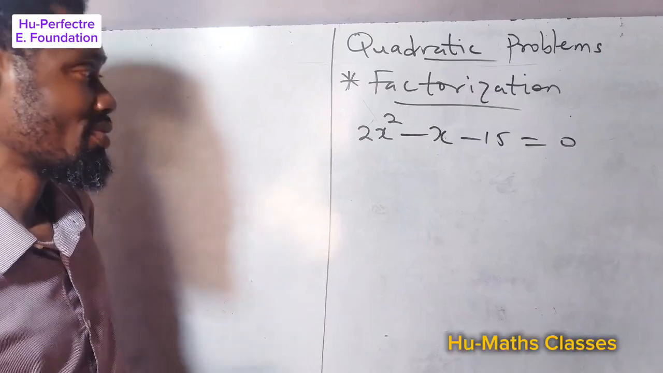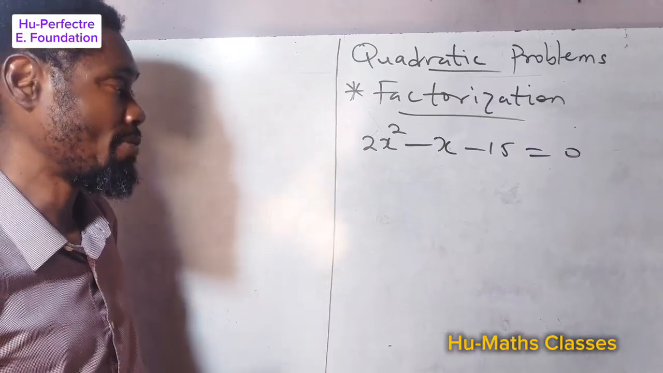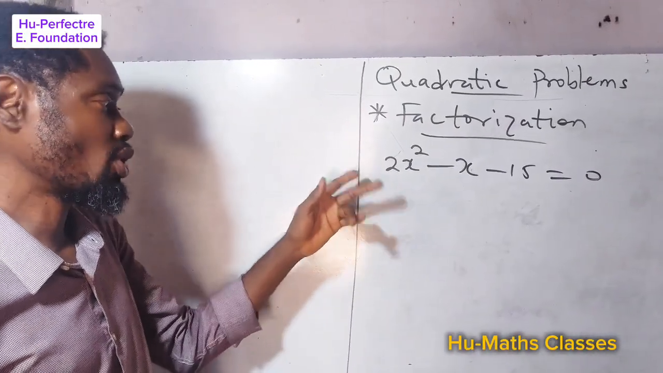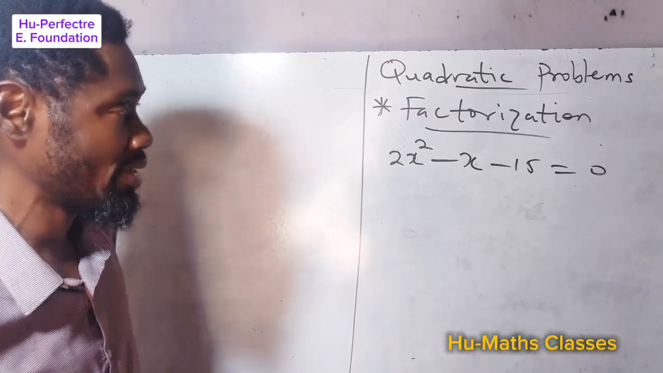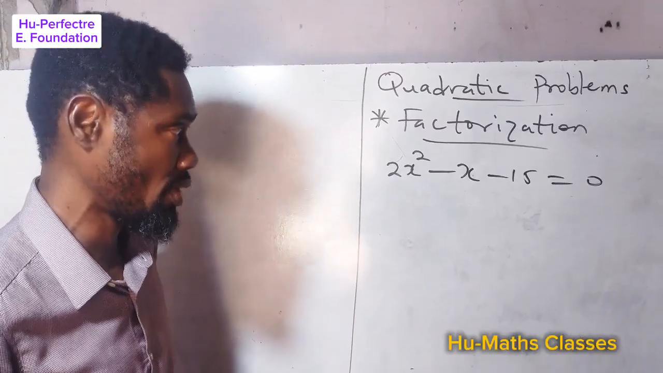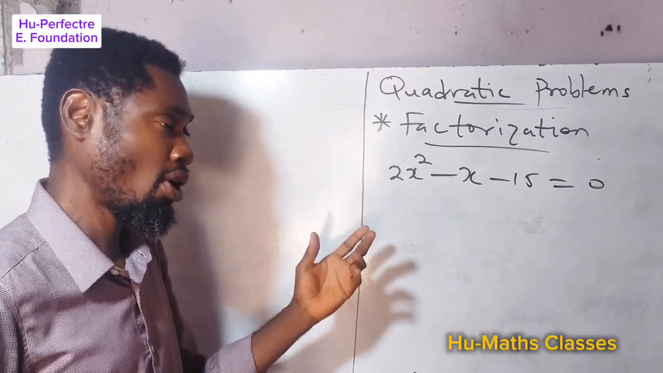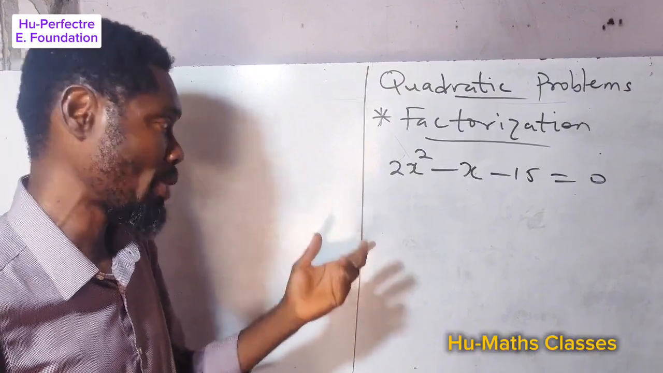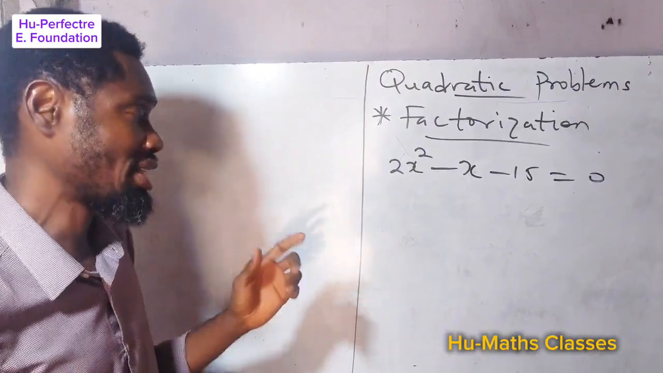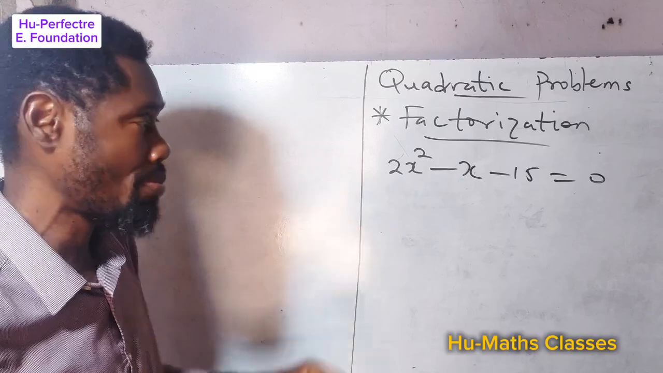Let's look at factorization problems. Here we have on the board 2x raised to the power 2 minus x minus 15 is equal to 0. We want to understand the steps that we are going to apply in the course of solving quadratic problems using the factorization method.